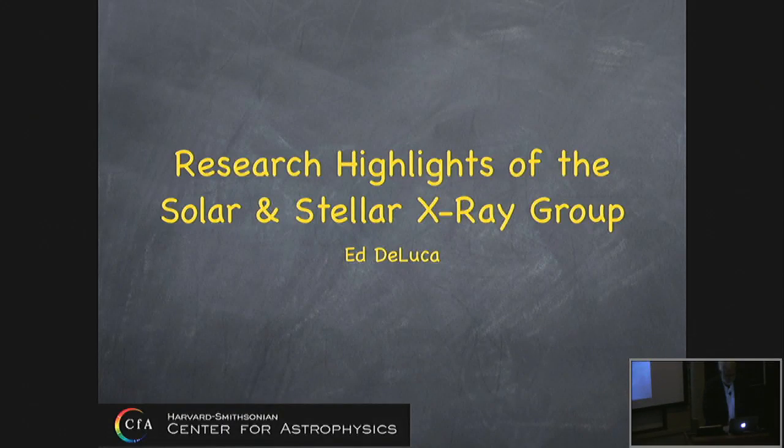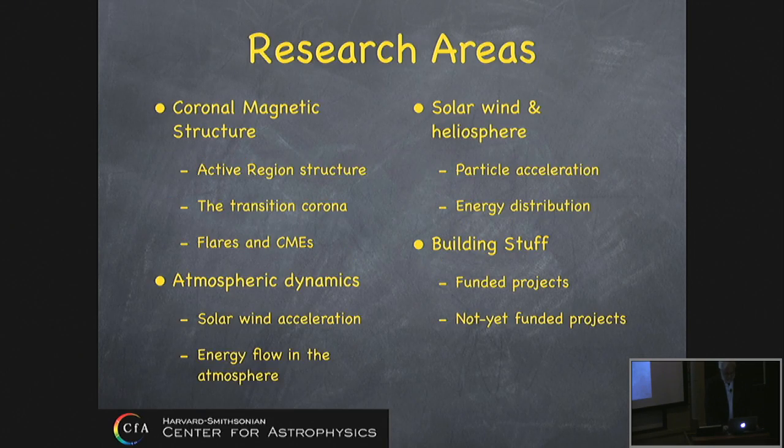All right, so rather different topics. What I thought I would talk about today was highlights of some of the research that has been going on in the solar and stellar X-ray group of the High Energy Astrophysics Division, and the various research areas. We build instruments, we analyze data from instruments, we also do modeling and simulations. I've divided it up into coronal magnetic structure, coronal and chromospheric atmospheric dynamics, solar wind and heliosphere, and then building things.